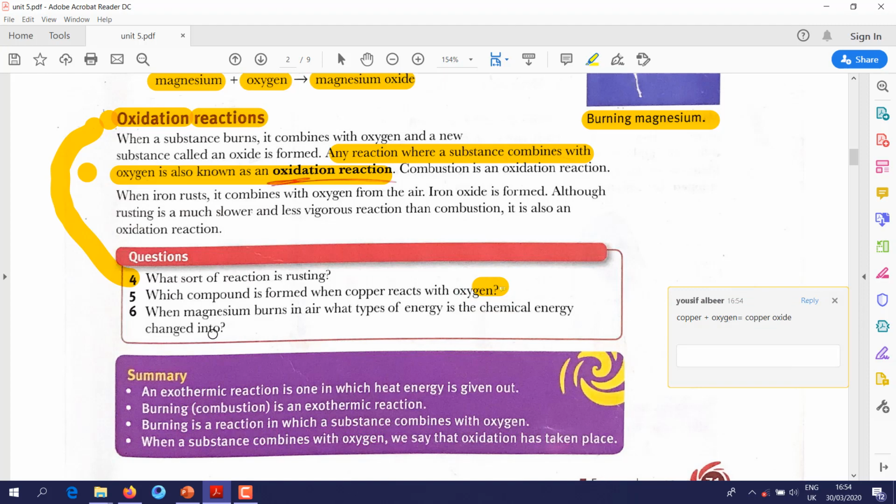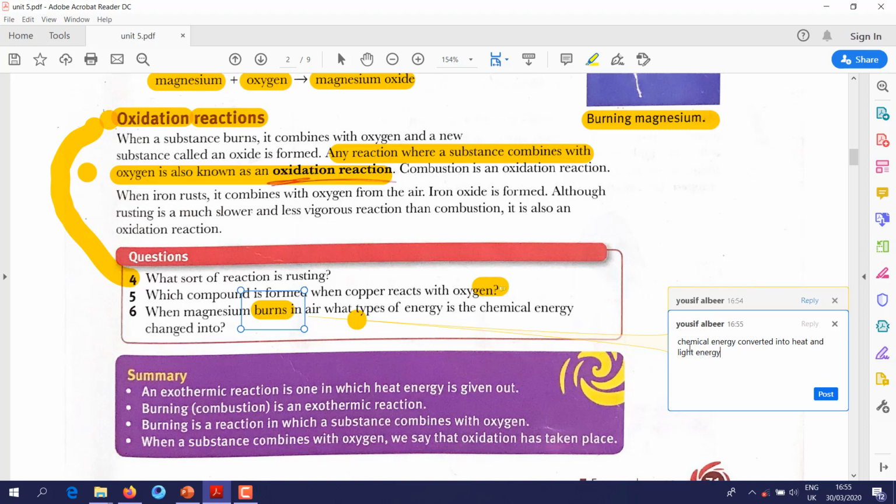Next question: when magnesium burns in air, what type of energy is the chemical energy changed to? Here we have magnesium burning. Burning means converting of energy. Here, what kind of energy? It's chemical energy. This chemical energy will be converted into heat and light energy.